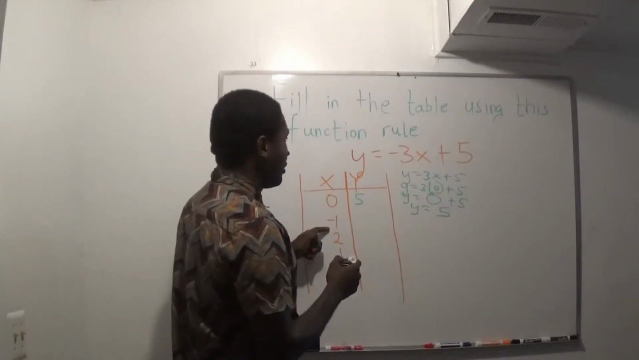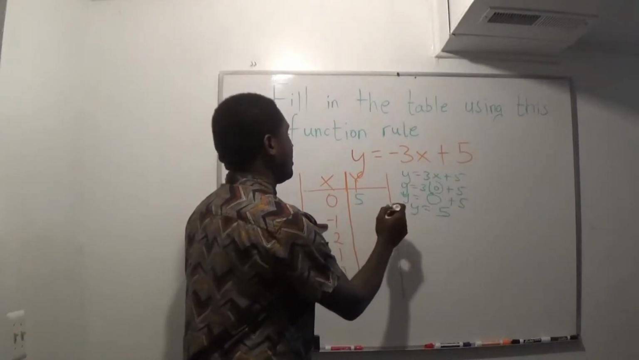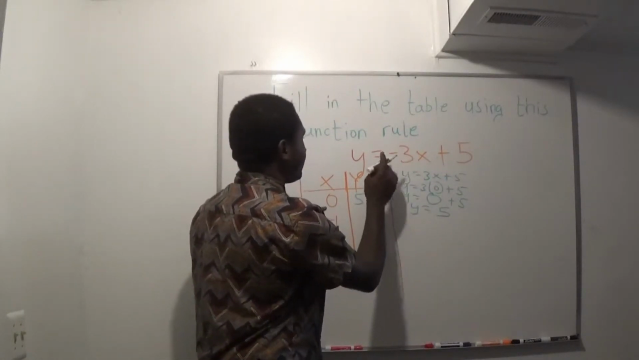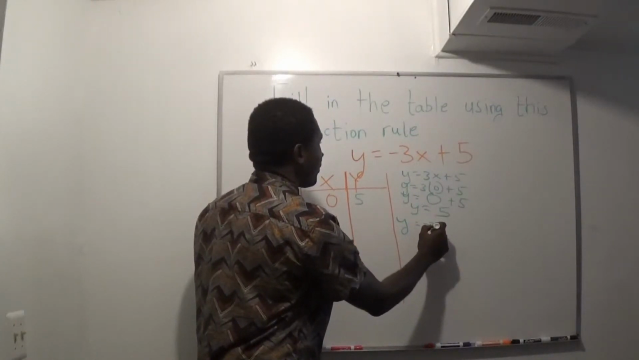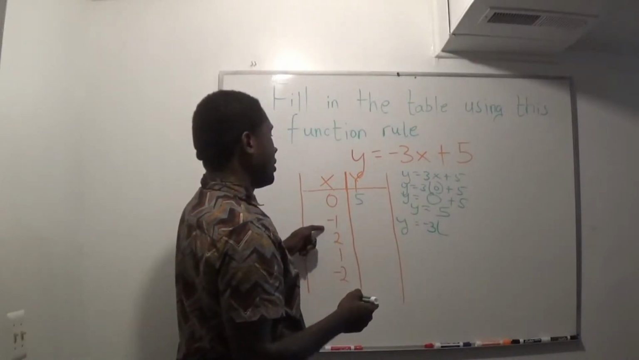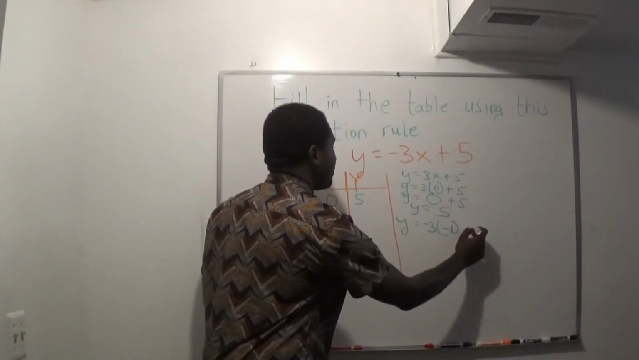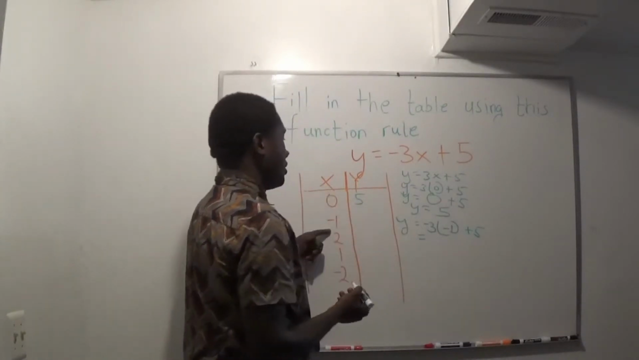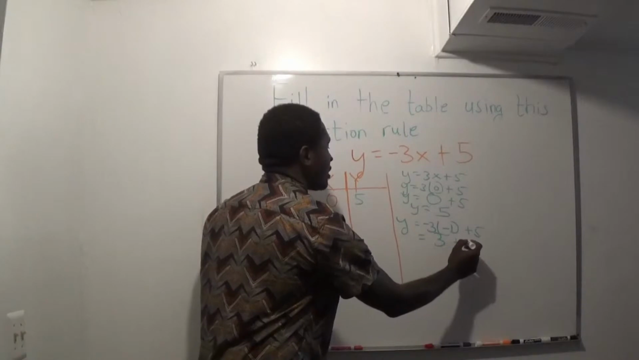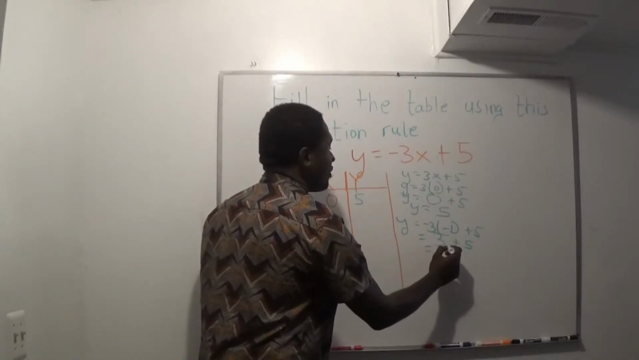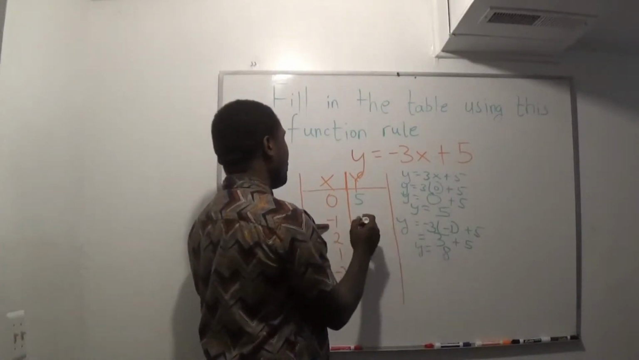I'm going to do the same thing for the next one. Again, I was given x, and I have to find y. So back to the same equation. I was not given y, so y equals -3 times my x, which is -1, and then plus 5. So now I'm just going to do it. -3 times -1 is +3, and then plus 5. +3 plus 5 is +8. So when x is -1, my y will be 8.